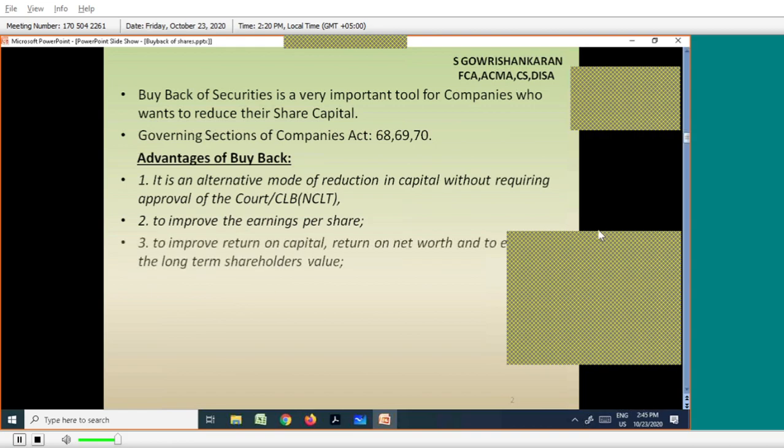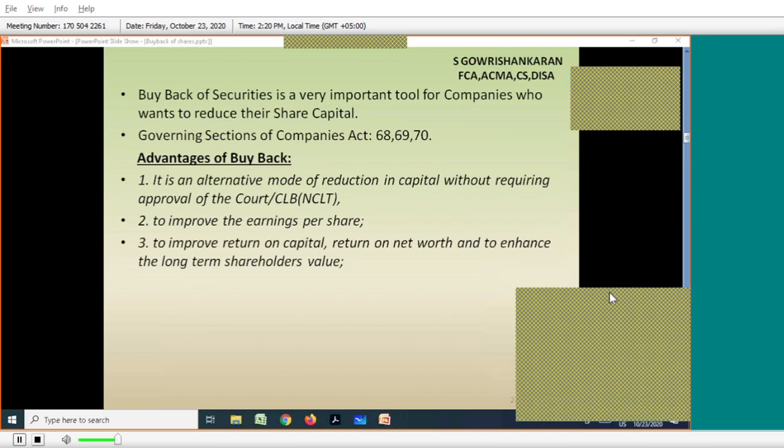Next, to improve return on capital, return on net worth, and to enhance long-term shareholder value, you will get more return also. Because I have less capital and more profit, in future my return will increase automatically.